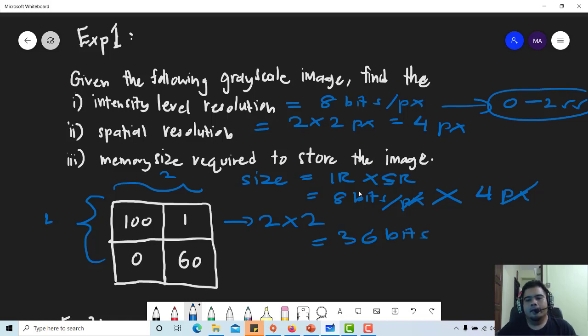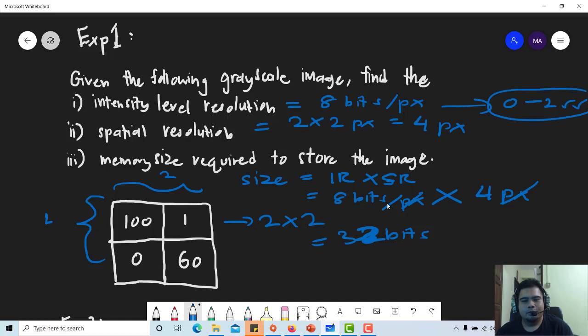Sorry, 32. Sorry, I just made a slip. Yes, 32 bits. 8 times 4 is 32 bits. So that is the memory size required to store this image.